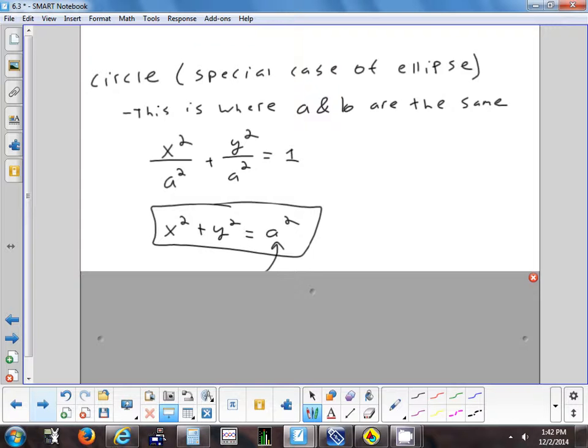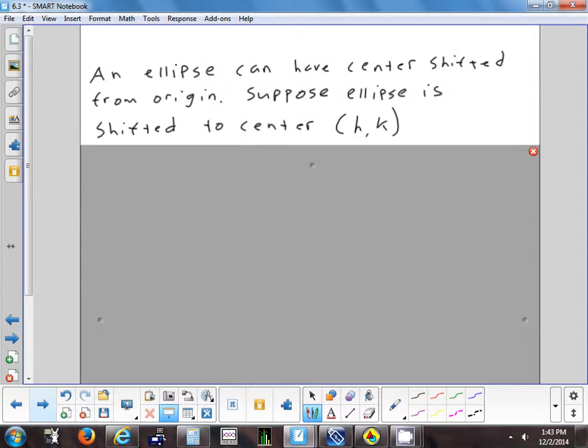So it's where the 2 numbers in the bottom are the same. I just want you to understand that a circle is a special case of an ellipse. That's it. So if I ask you, is a circle a special case of an ellipse, you would say yes.